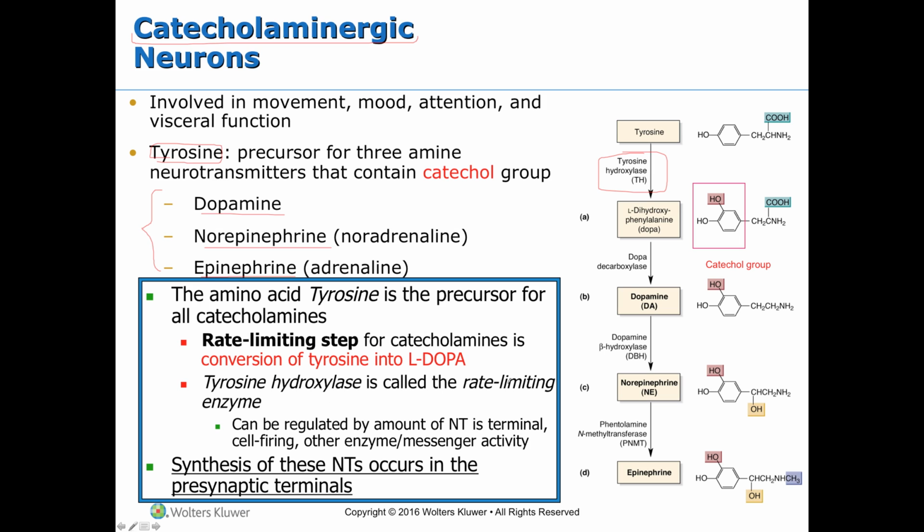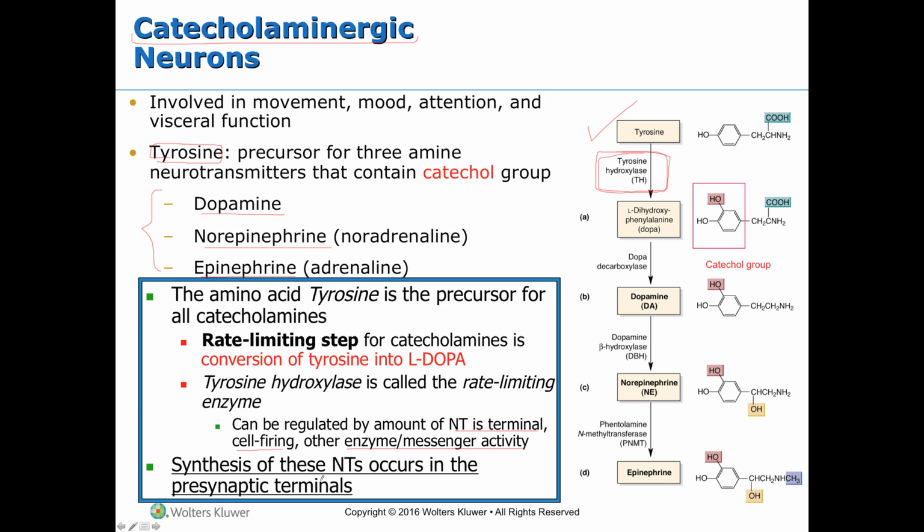Now, this rate-limiting enzyme can be regulated by the amount of neurotransmitter in the terminal, the amount that the cell is firing, and other second messenger or enzyme messenger activities. The rate-limiting step is here, the conversion of tyrosine into L-DOPA. If you're only going so quickly, or if you only have so much of this enzyme, then you're only going to get so much of dopamine, norepinephrine, or epinephrine.